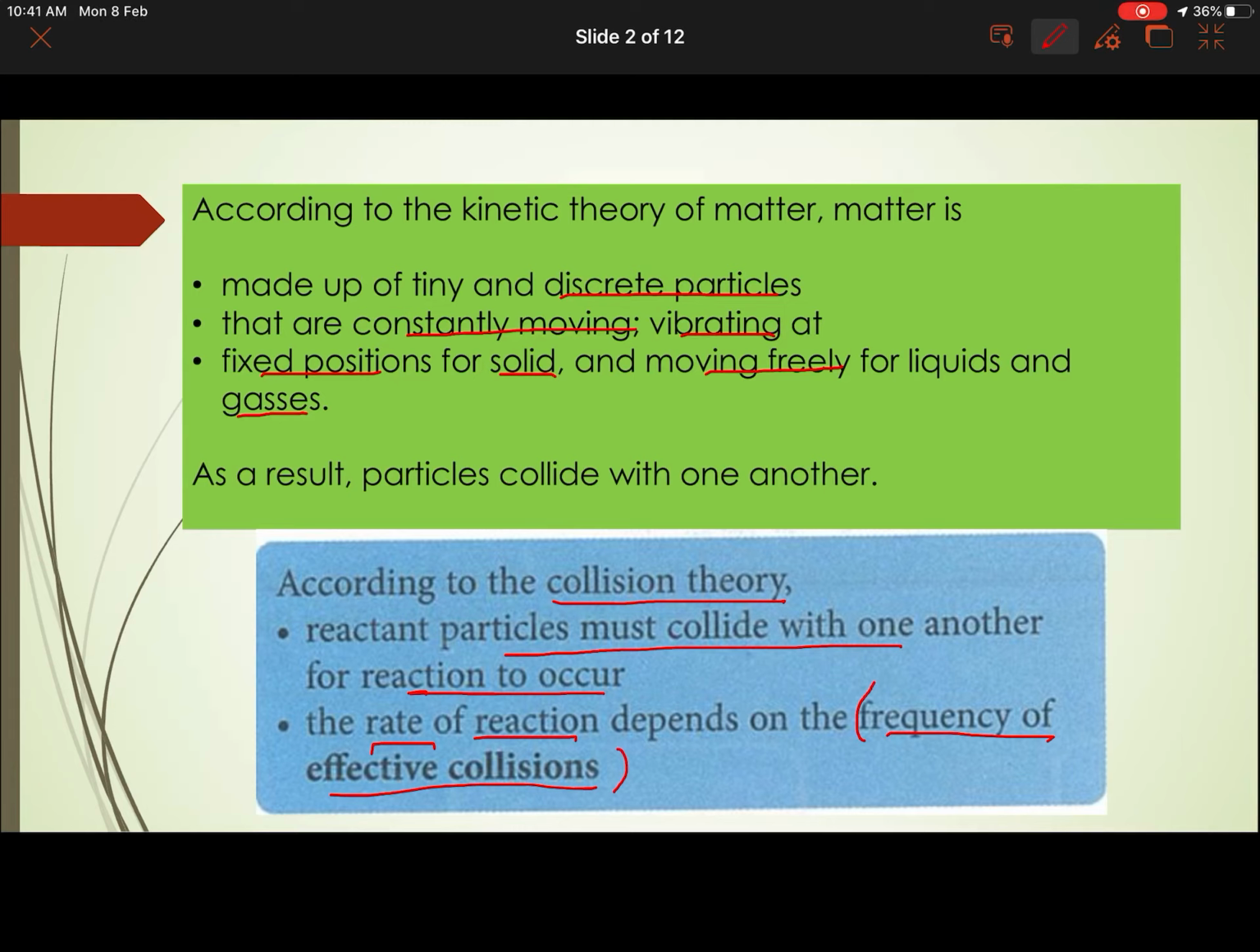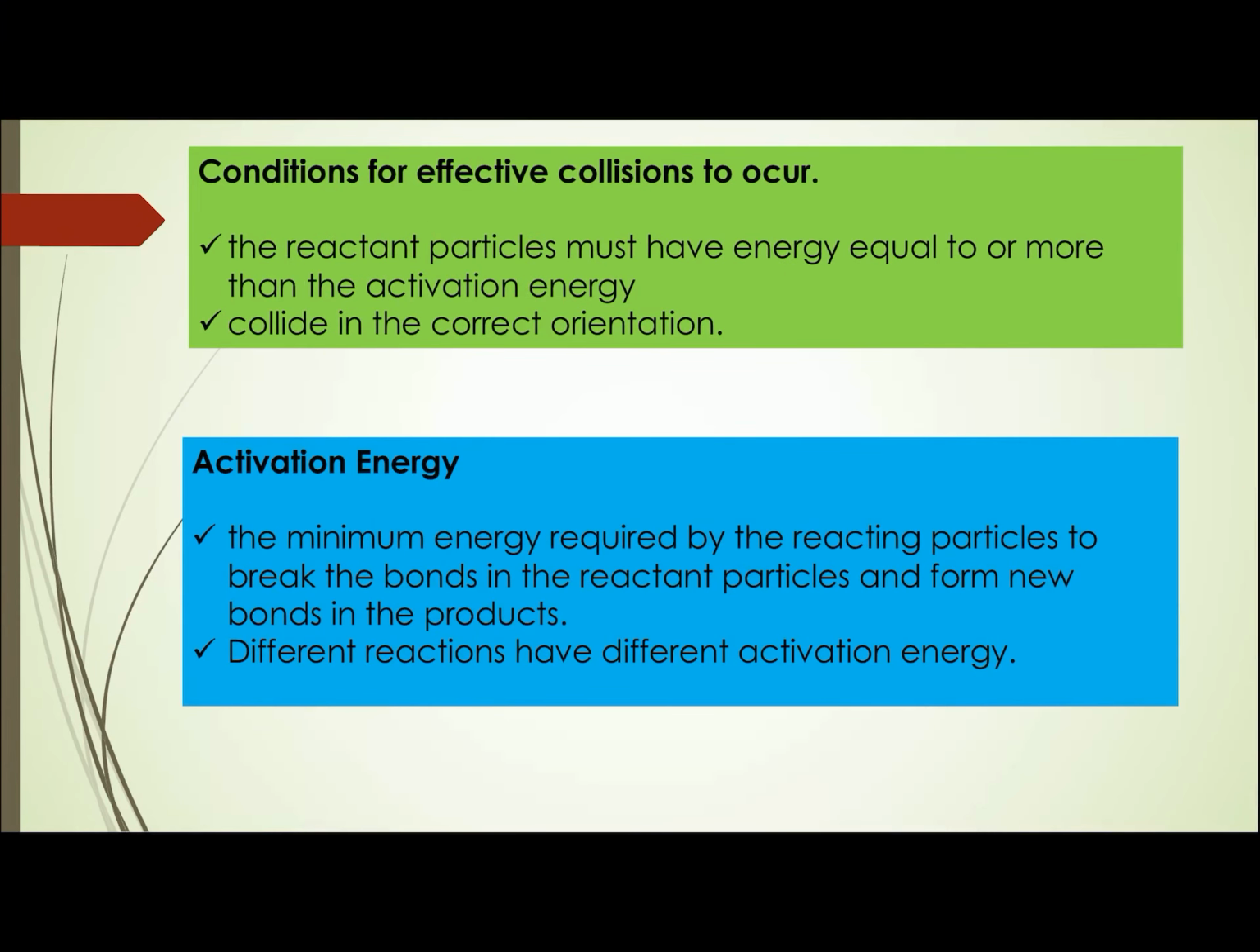This is the important term in KSSM. In IG maybe you use successful collision, but in KSSM we use effective collision. Next, not all collisions between reactant particles will cause a reaction to occur and form a new product. Not all collisions will form product. There are conditions for effective collision to occur, because when effective collision occurs, the reaction takes place, meaning the reactants change into new product.